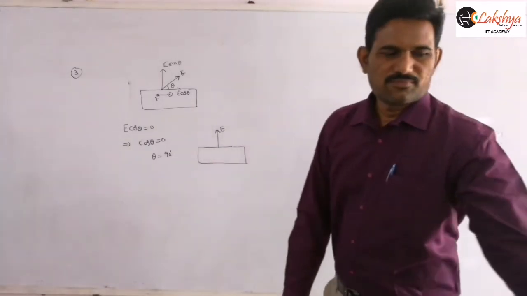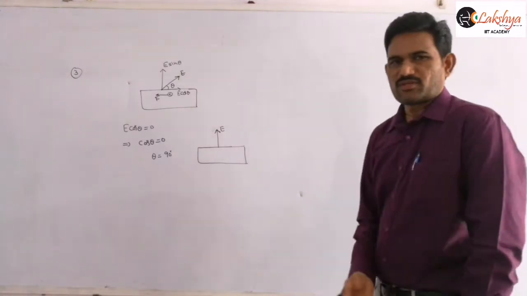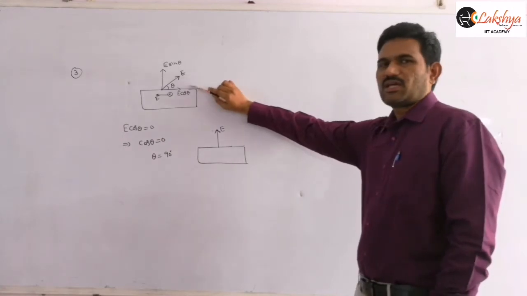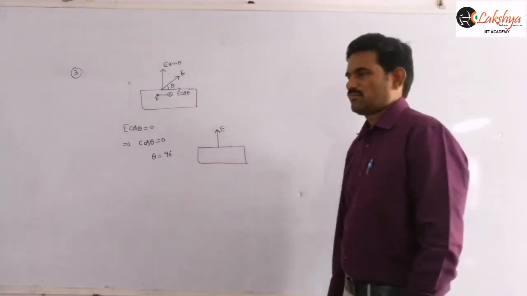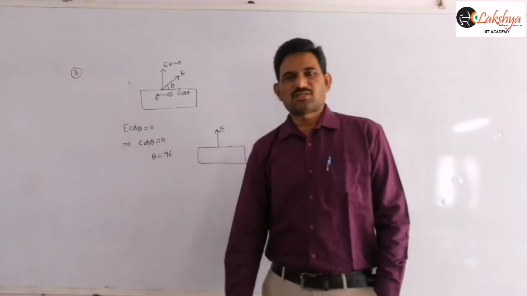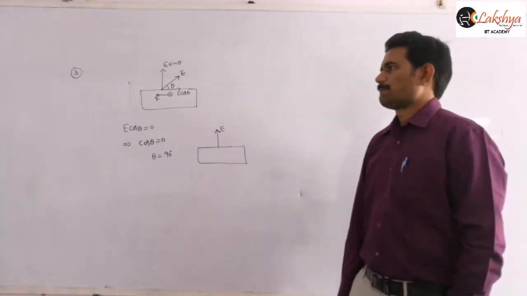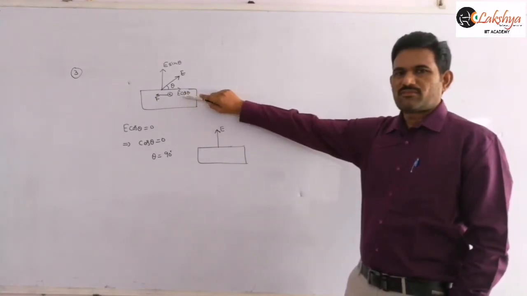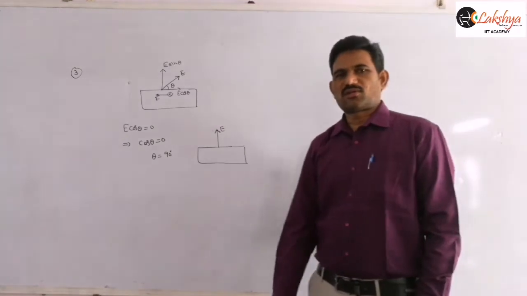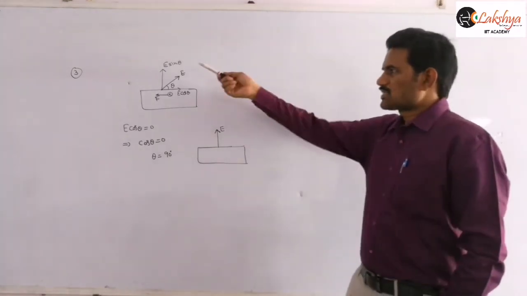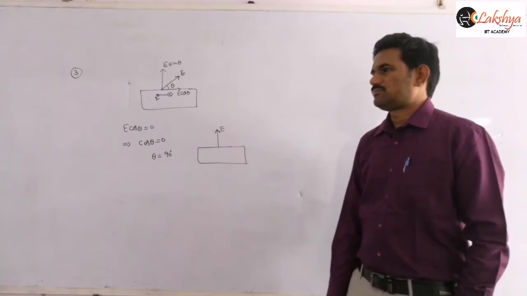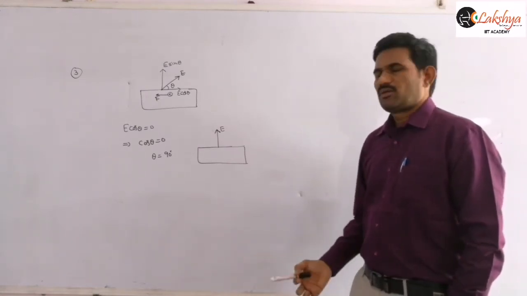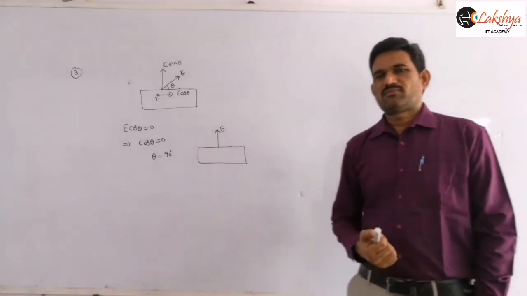Consider the explanation for that. Consider the electric field is making an angle theta with the surface of a conductor. Then the component E cos theta is parallel to the surface, and E sin theta is perpendicular to the surface.